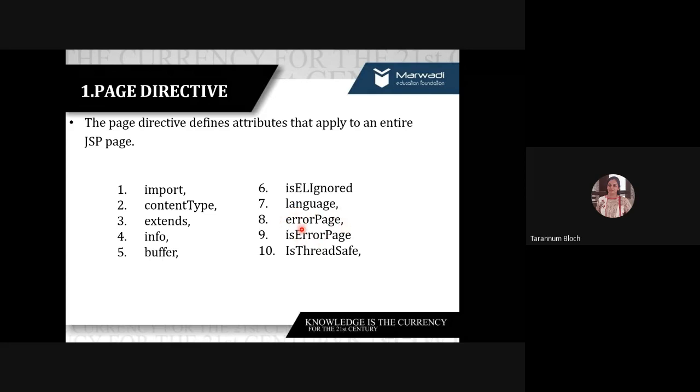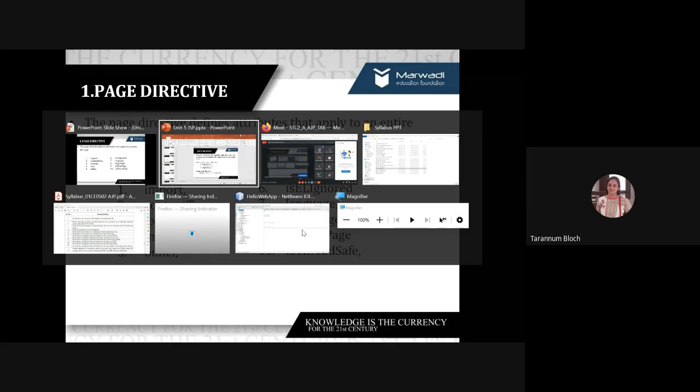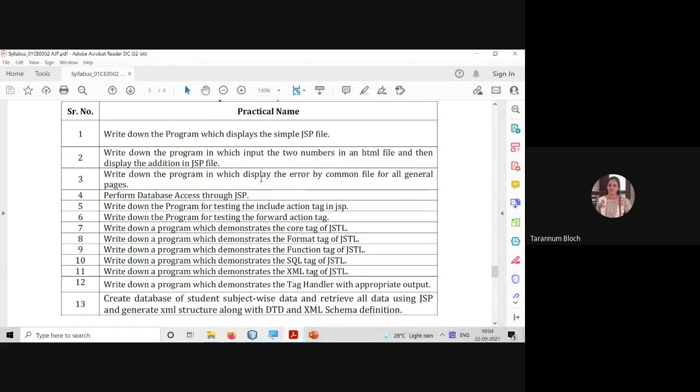Fine, right? What does our problem statement say? Write a JSP program which will display the error by a common file for all the general pages. So wherever the error is occurring, we will make it a general page. In that general page, we will handle all the errors. Fine. Now, look here.